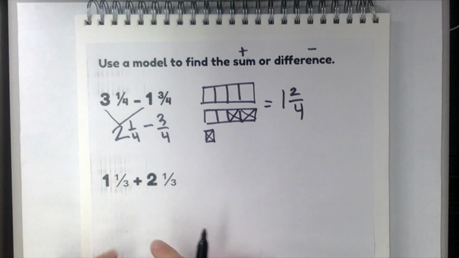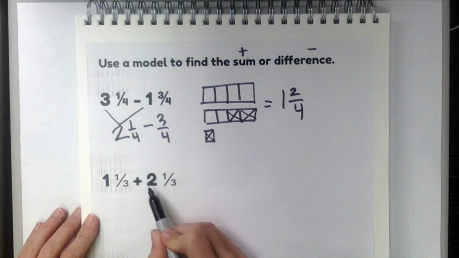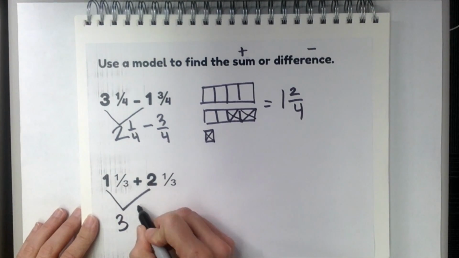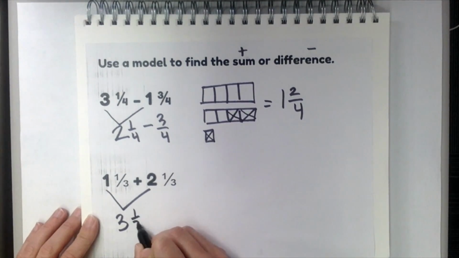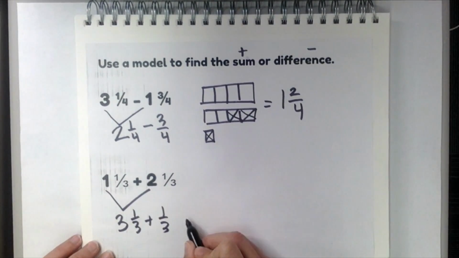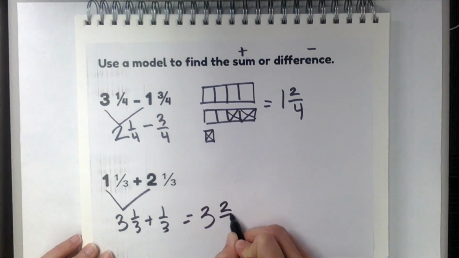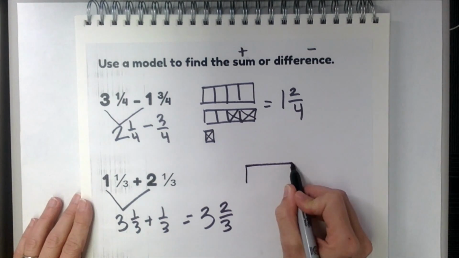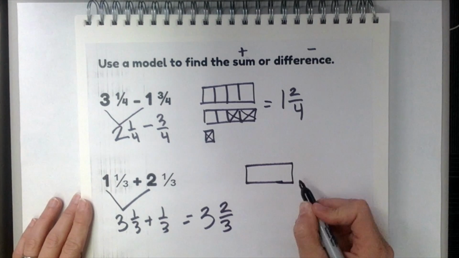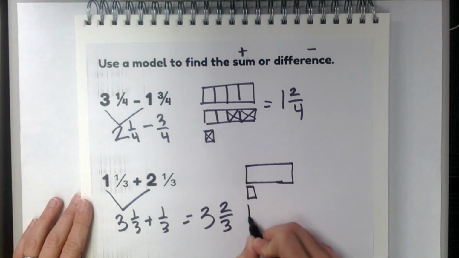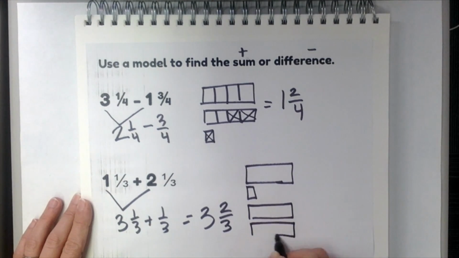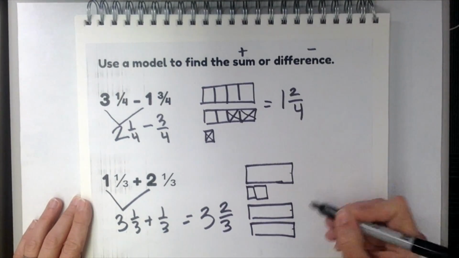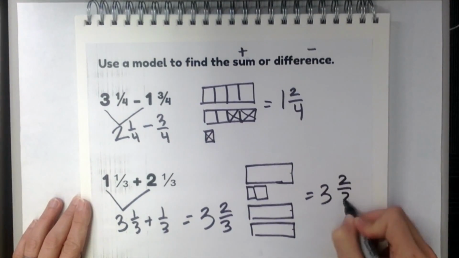Okay, let's do some addition. 1 1/3 plus 2 1/3. Okay, 1 plus 2 wholes is 3, and 1/3 plus 1/3 is equal to 3 2/3. Now I could solve this by drawing a model. I like fraction strips. So I have 1 1/3 plus 2, and I'm gonna add my 1/3 up here, 1/3. So I have 1, 2, 3 wholes and 2/3.